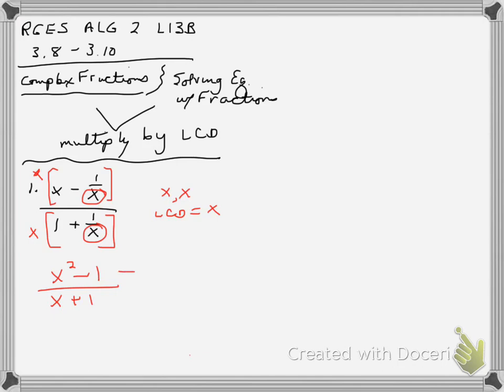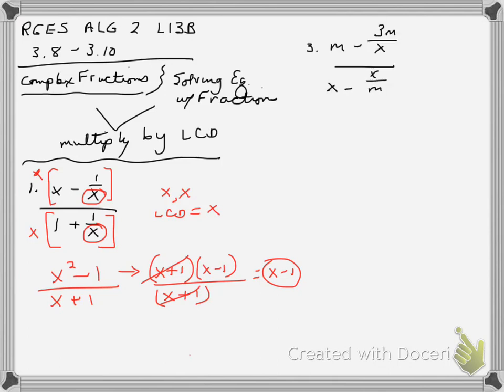Now I know that this is the difference of squares, so I will factor that to x plus 1 times x minus 1, all over x plus 1. And that's viewed as a unit because it's in the denominator, and these two will cancel, and my final answer will be x minus 1. I'm going to do several more of these.